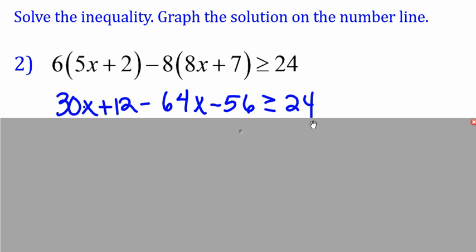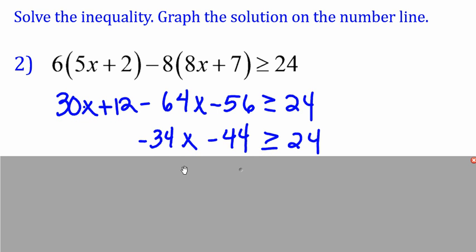Now we're going to do some simplifying, right? So look to the left of the inequality sign. Do you have any like terms you can combine together? We do. 30x and negative 64x, we can combine those. We also can combine our 12 and negative 56. So we've got negative 34x, combining your x's, and combining your constants, negative 44 is greater than or equal to 24.